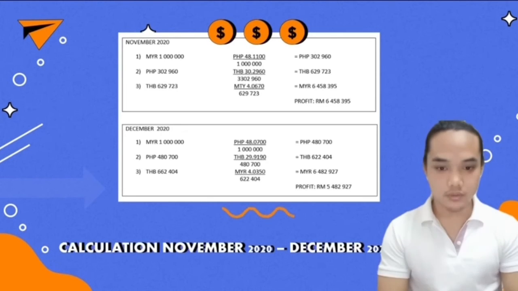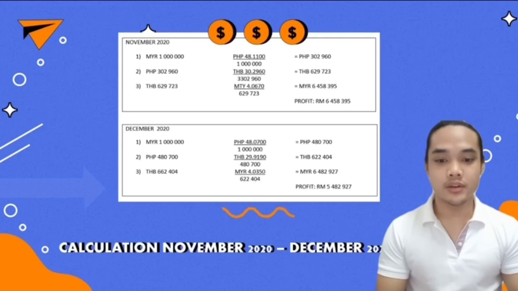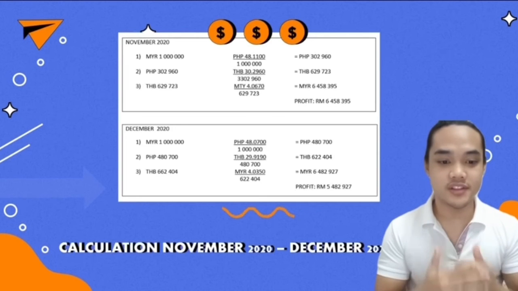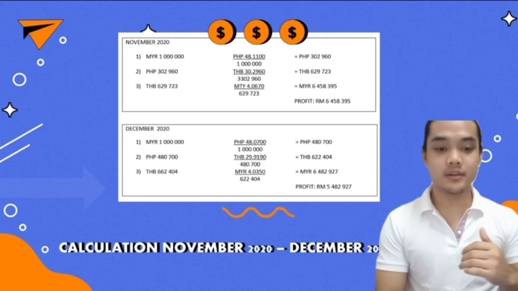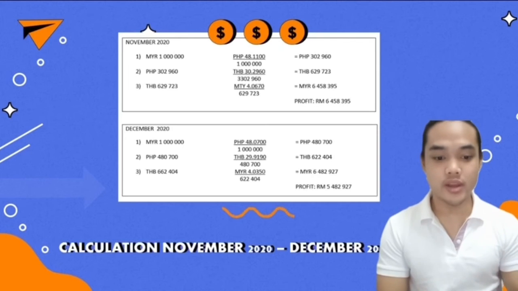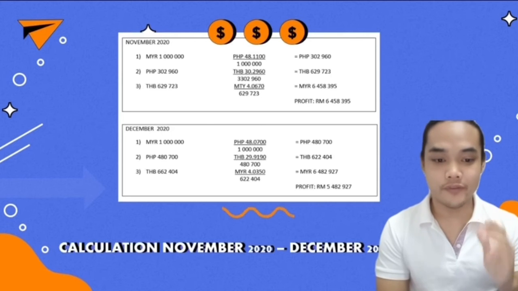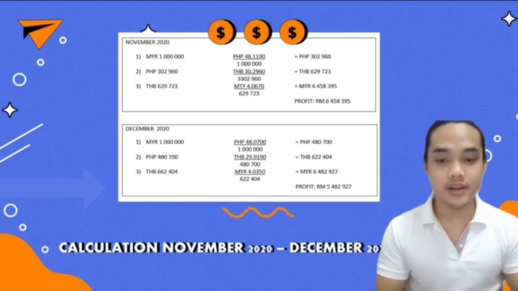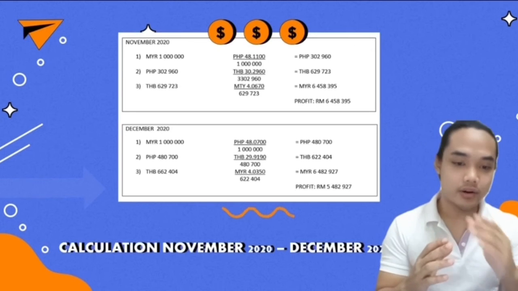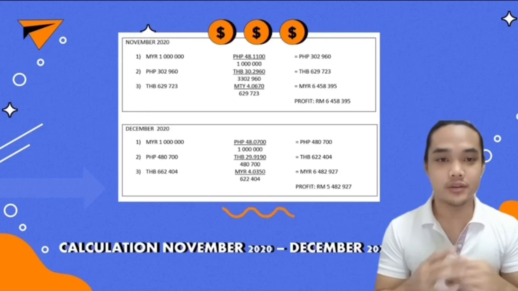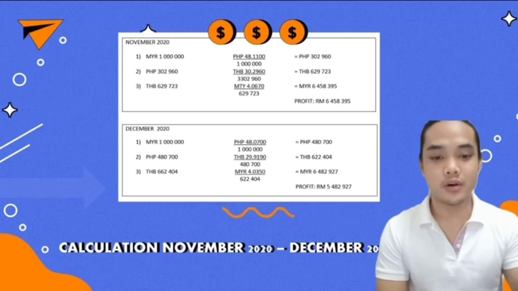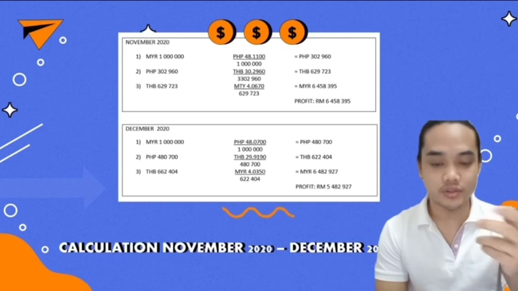So, after we calculated, in November 2020, we have the profit 6,004,000 and we make a profit of 5,004,088 ringgit Malaysia. So that is our currency arbitrage process in November 2020, which is the first month of our investing in those currency.